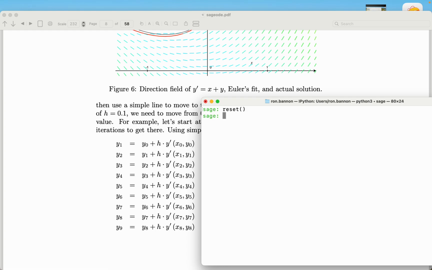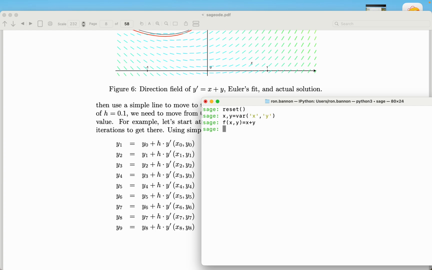The next thing I want to do is define my two variables, x and y. I have a function, and that function is a function of x and y, and that's actually a slope function. That's really what y prime is. And what's y prime? It's x plus y.